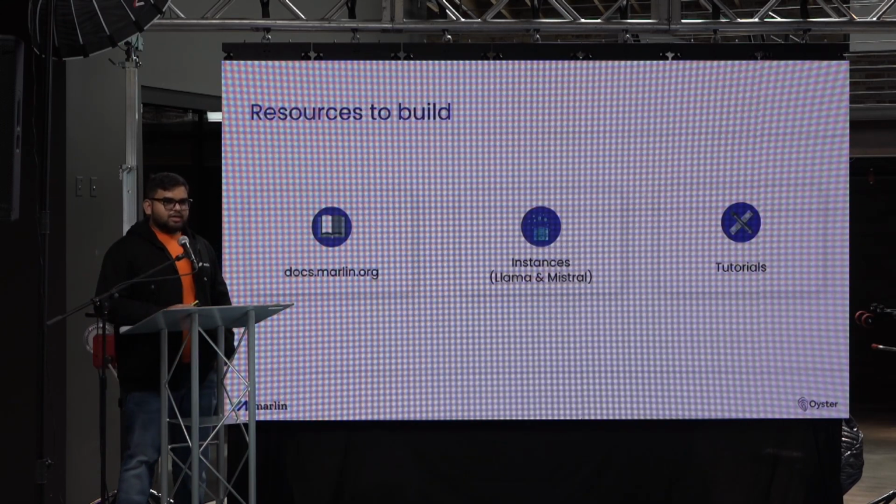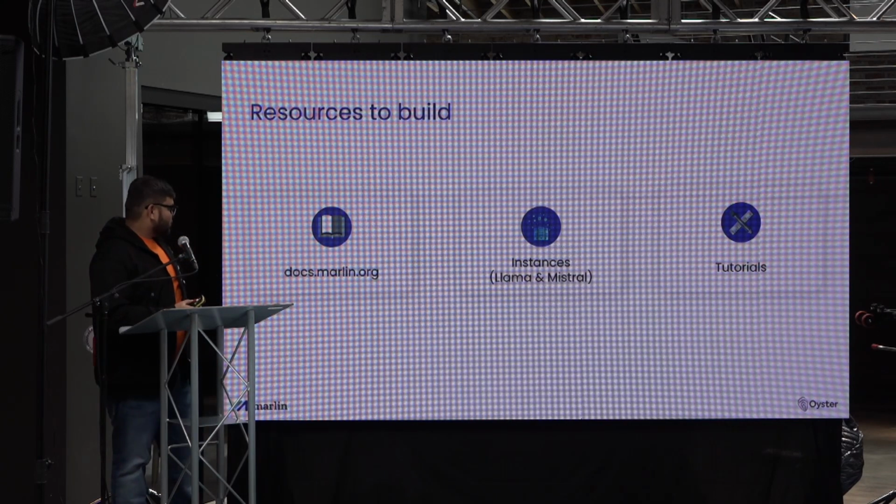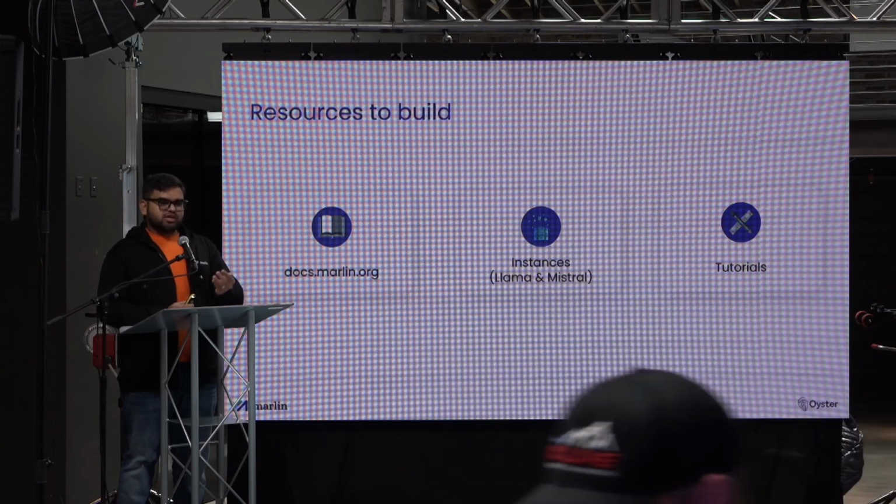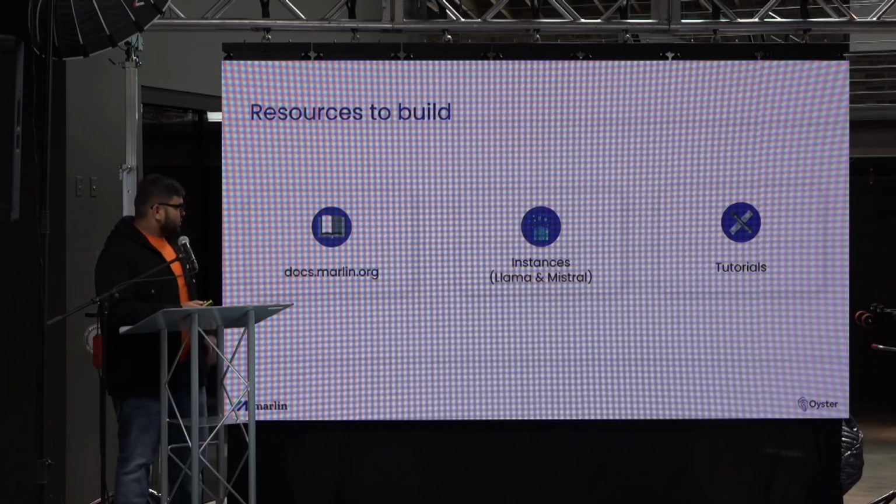Resources to build. This is something you would want to know. We have our docs, and everything is up to date. You can head over to docs.marlin.org. There is a section for Oyster. You will find all the tutorials within instances, how to deploy Llama and everything. Instances, like I mentioned, have Llama and Mistral pre-deployed and will be made available to you. You can build on top of it. Tutorials are also part of our doc section, where you can see how folks have deployed a JS server or a Llama.